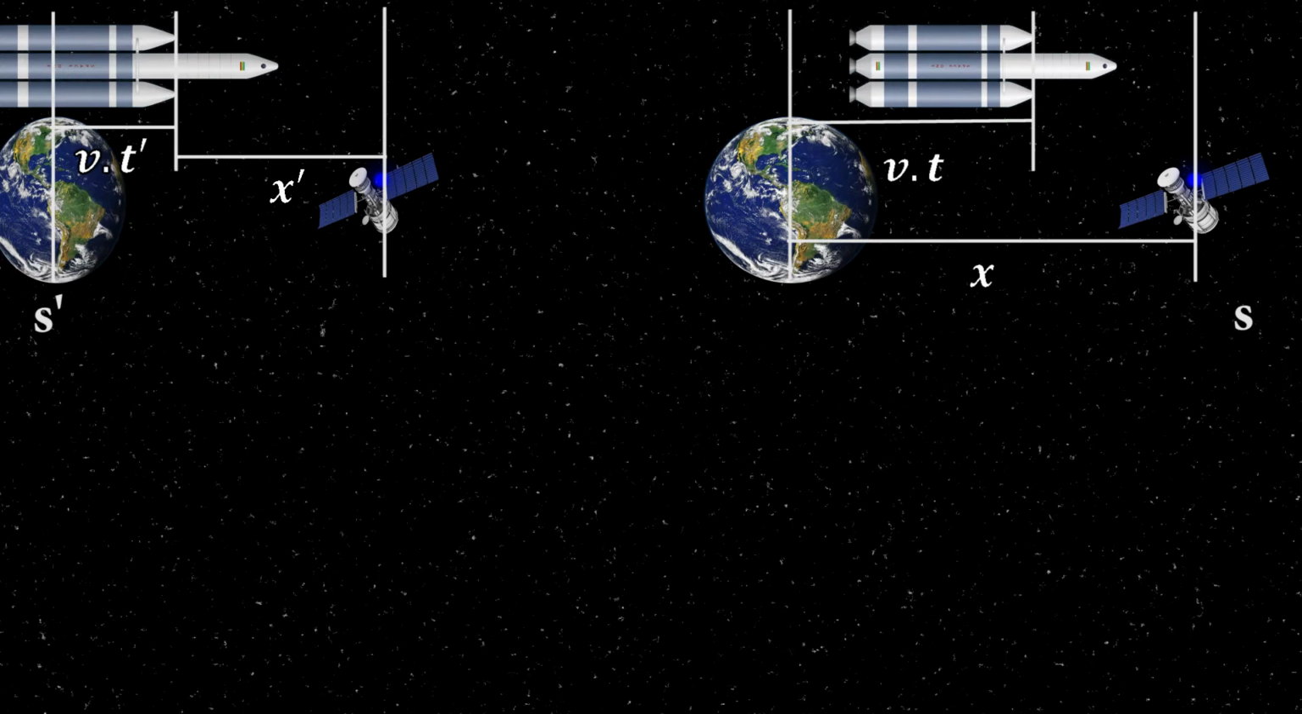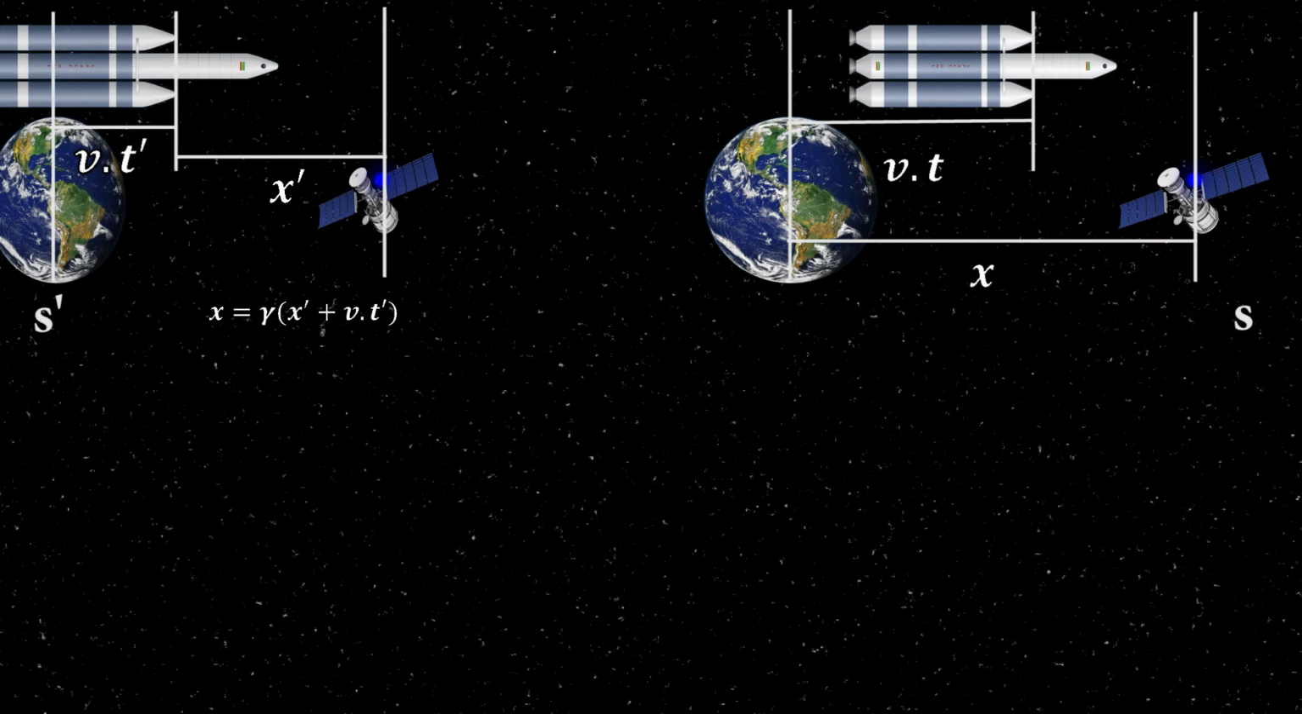Now, if we consider the left perspective, and if we add v multiplied by t prime and x prime together, we will find the distance from the Earth that the second event takes place. But we also learned that this distance has shrunk in comparison to the Earth's perspective. So in order to find x, which is a distance from the Earth's perspective, we will need to add v multiplied by t prime together with x prime and multiply that result by a factor which is as of yet unknown to us. And we will call that factor gamma.